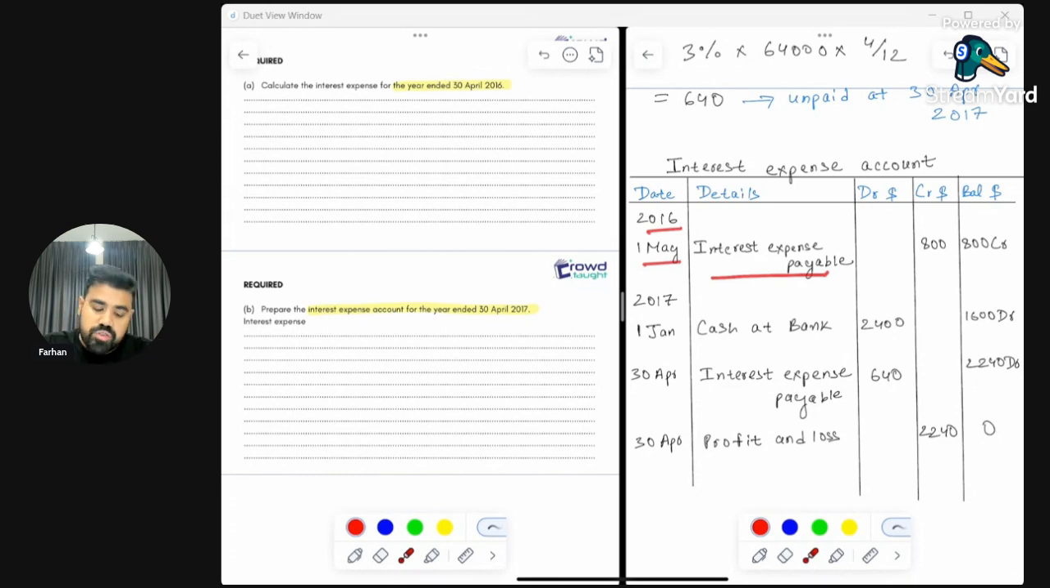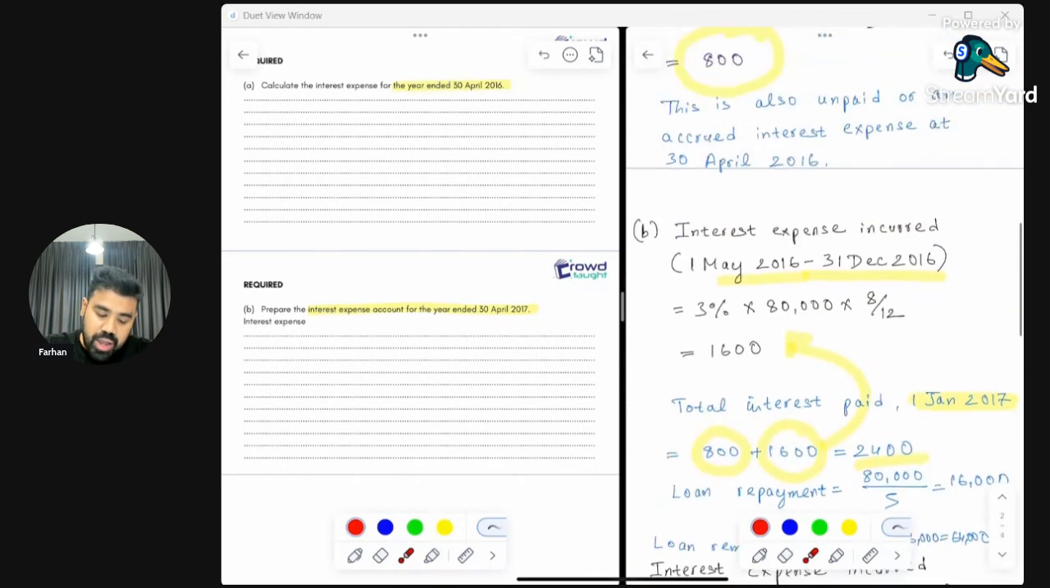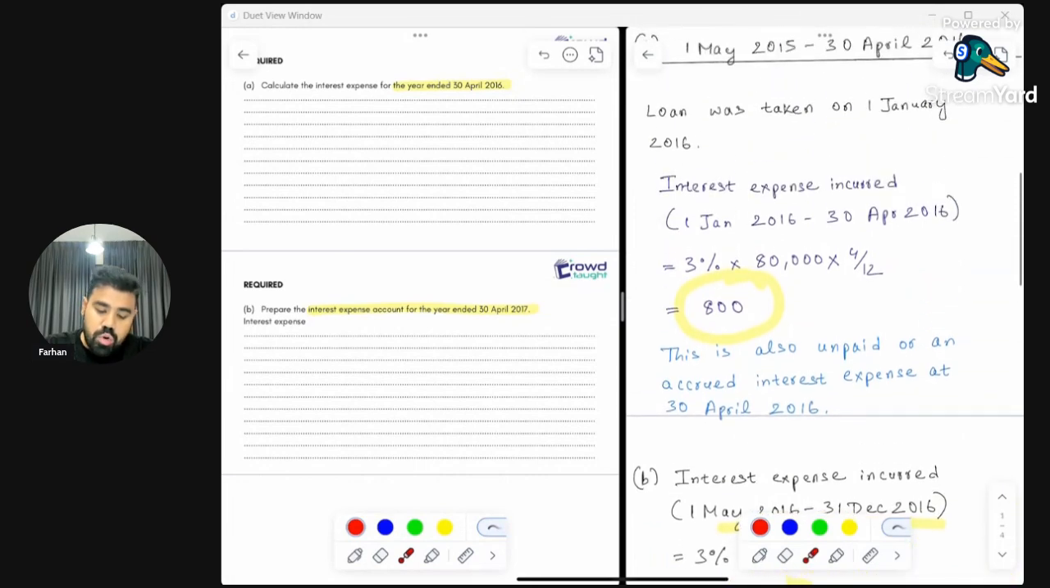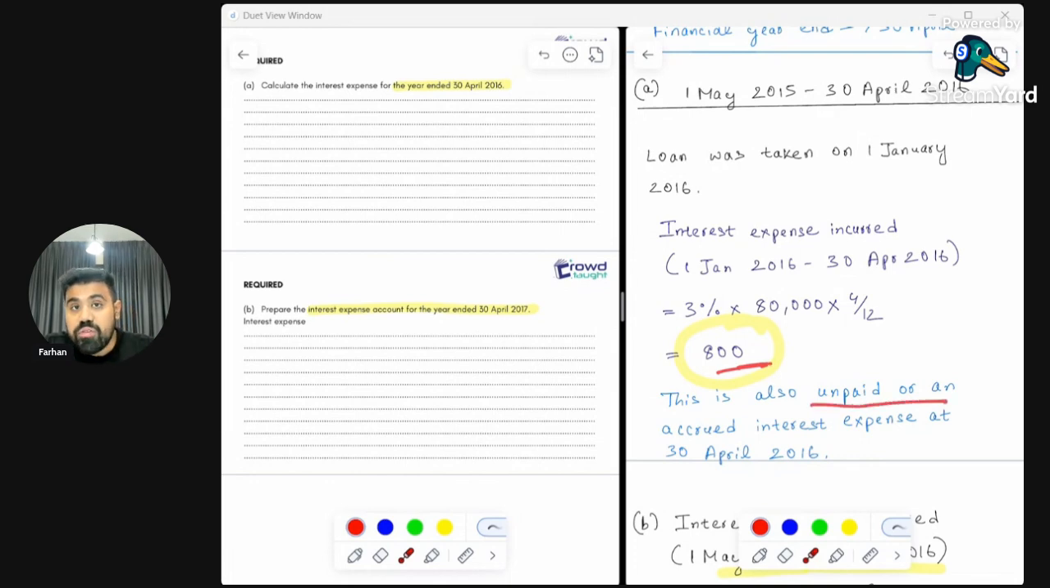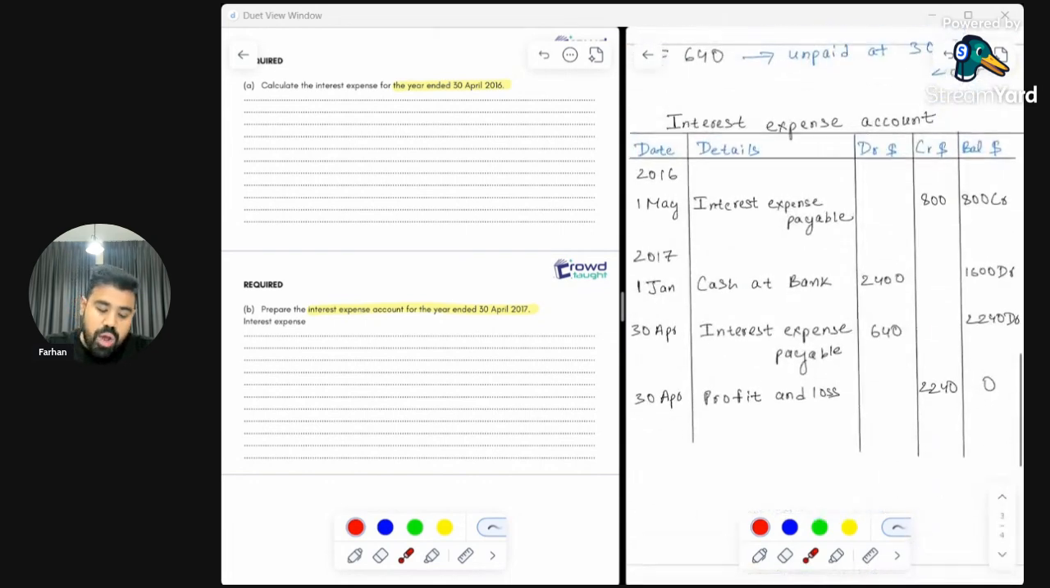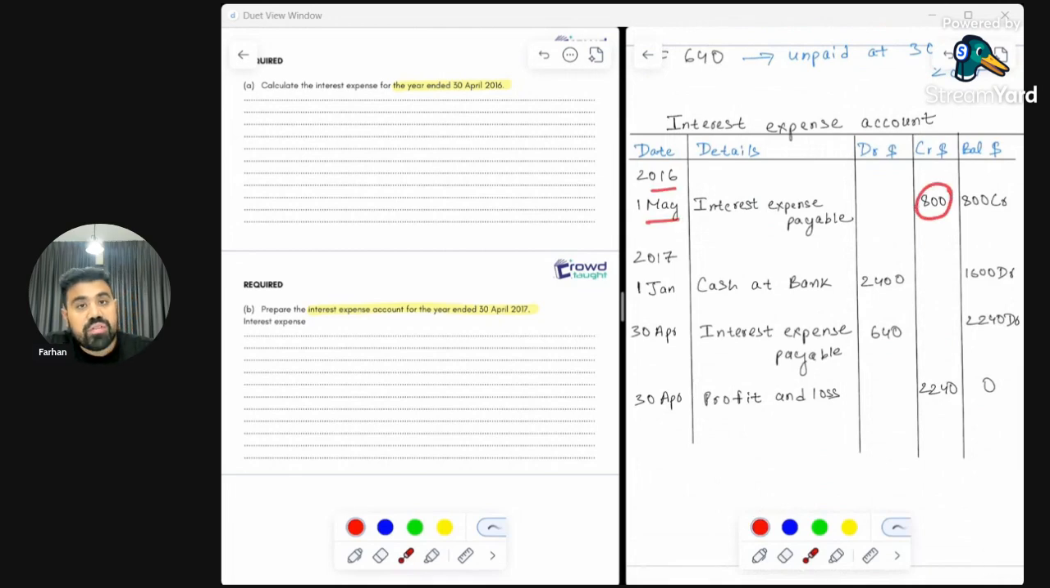If you recall, I'll scroll back up slowly to Part A, our calculation, where we had calculated an interest expense of $800 for the months of January, February, March, and April 2016 since the loan was taken. And that $800 was unpaid at the end of the year because the first repayment would have been made on 1 Jan 2017, right? So to begin our interest expense account on 1 May 2016, we are starting with a credit balance of $800. And the reason this is a credit balance is because we have a current liability.